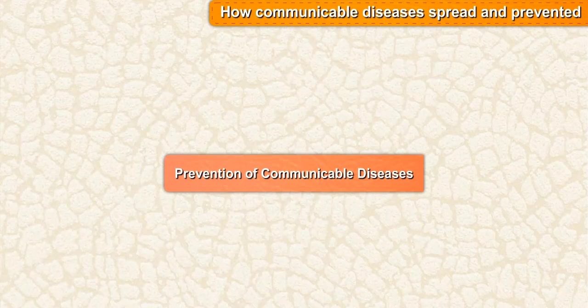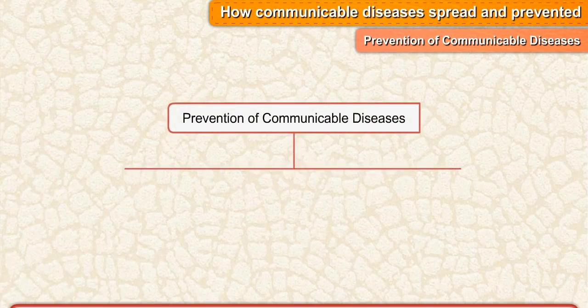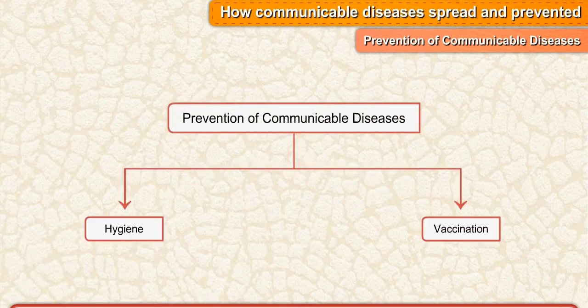Prevention of communicable diseases. Communicable diseases can be prevented by good hygiene and vaccination. Hygiene may be defined as practices that ensure cleanliness and good health. Following are some steps to maintain good hygiene.